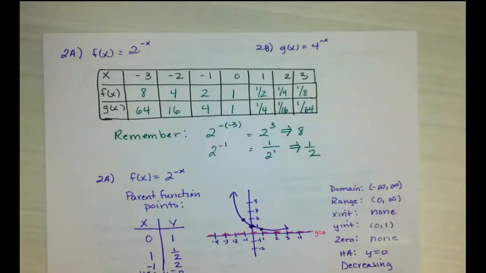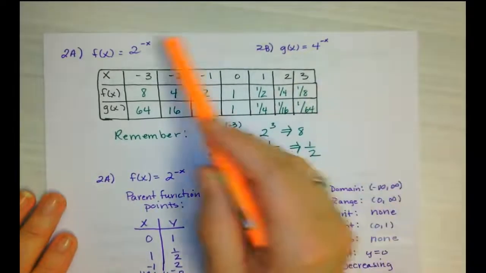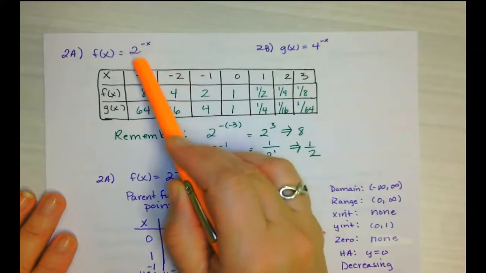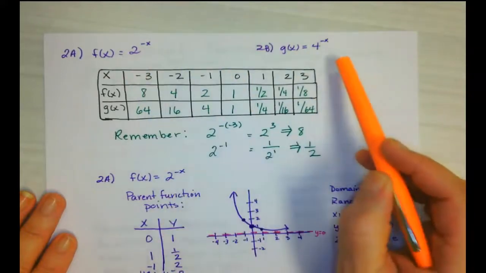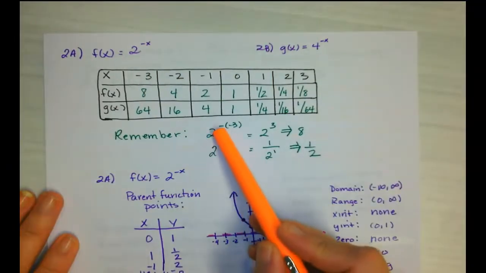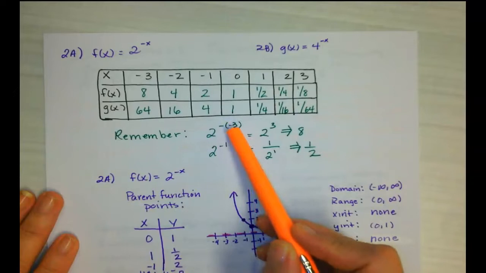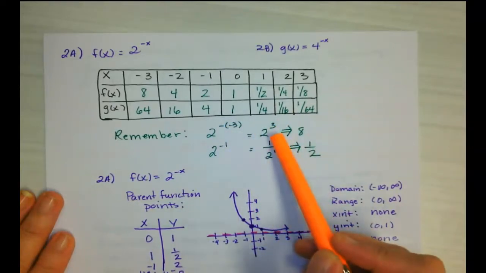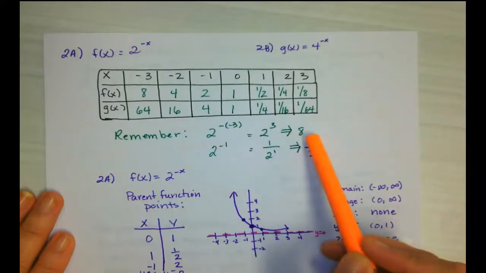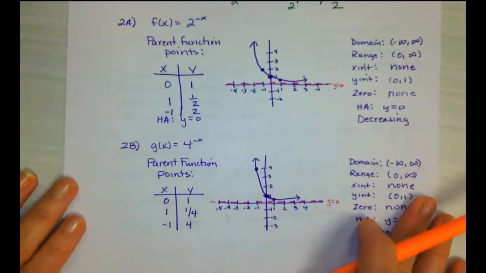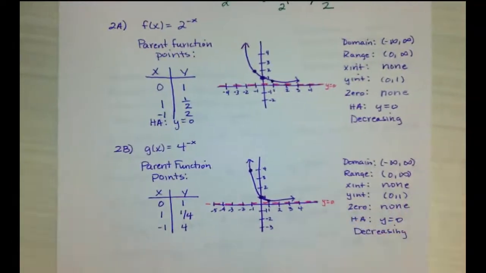Then we looked at some negative exponents. So remember that if you have a negative exponent, that brings it to the bottom of the fraction. So then this would become 1 over 2 to the x, and this would become 1 over 4 to the x. So when I have a negative exponent and the value I'm plugging in is negative, then we actually have a positive exponent, so it becomes the whole number 8. So you have to watch out for the negative powers there. We graphed these two just like we did the first two.